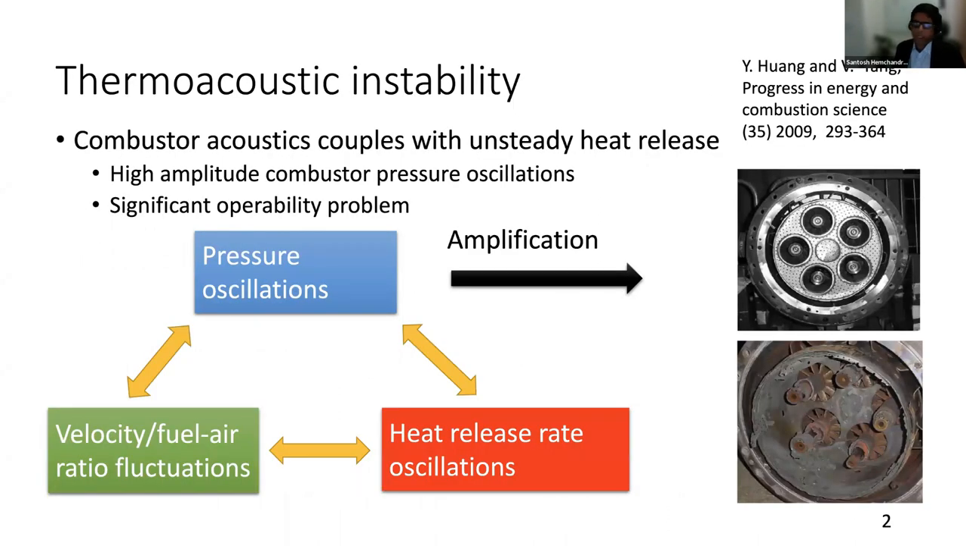So the broad setting of today's talk is thermoacoustic instability, and there have been a couple of talks on this topic, so it should be familiar that thermoacoustic instability is essentially caused by coupling between combustor acoustics and unsteady heat release. If you have heat release oscillations, that can drive pressure oscillations, which can then drive velocity and fuel air ratio fluctuations, which then feed back and drive heat release oscillations. This can form a feedback loop, which can then result in amplification. And as you can see from this fairly well-known set of before and after pictures, this is a significant operability problem. That's a combustor head before the event, and this is after a flashback induced by combustion instability, and you can see that the damage is significant.